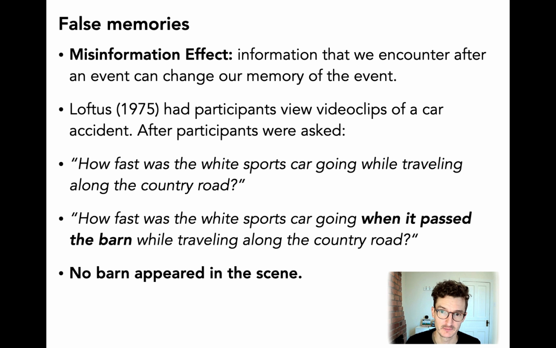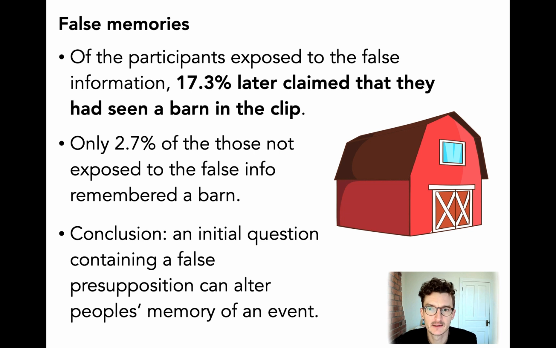So in this study, Loftus had participants view video clips of a car accident, and after one group was asked how fast was the white sports car going while traveling along the country road, a second group was asked how fast was the white sports car going when it passed the barn while traveling along the country road. And the key here is that Loftus has inserted some false information into that second question. There was no barn in the scene. And what she found was that participants exposed to that false information in the question actually incorporated that information into their memory of the event.